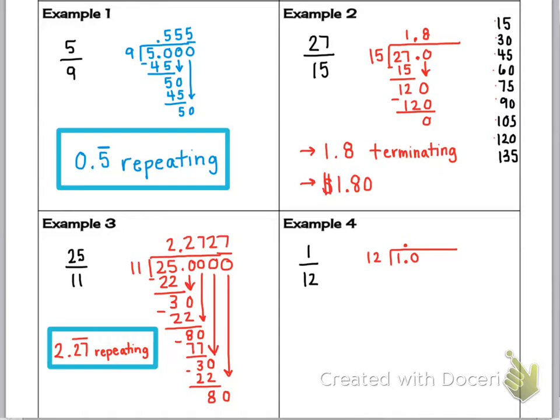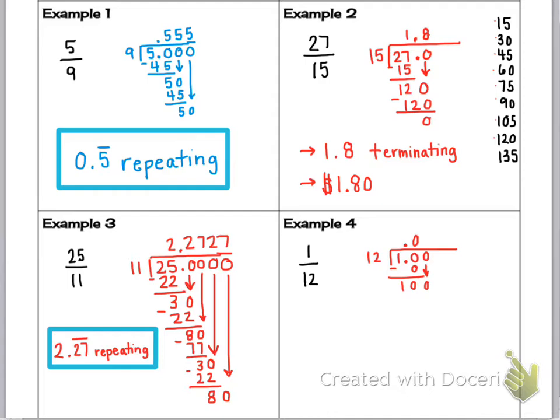So let's see how many of us caught this part. 12 does not go into 10. So in this case, that is 0. But because it's after the decimal, you have to show that place value. So that 0 has to be there. So 0 times 12 is 0. Subtract, I get 10. Bring down another 0.